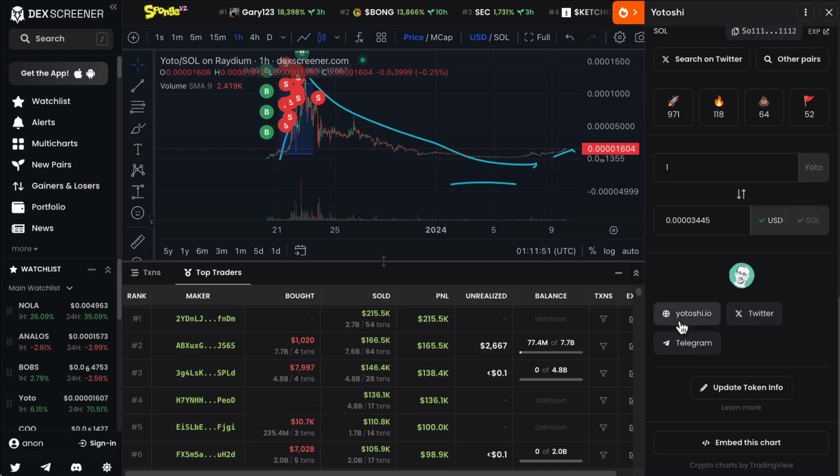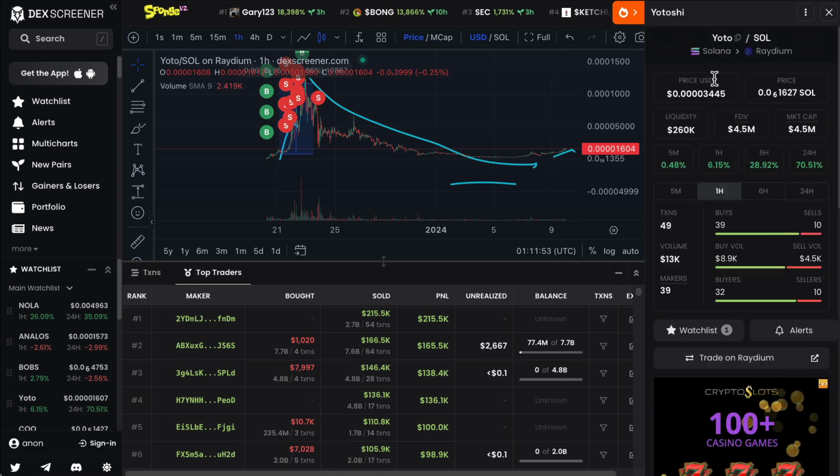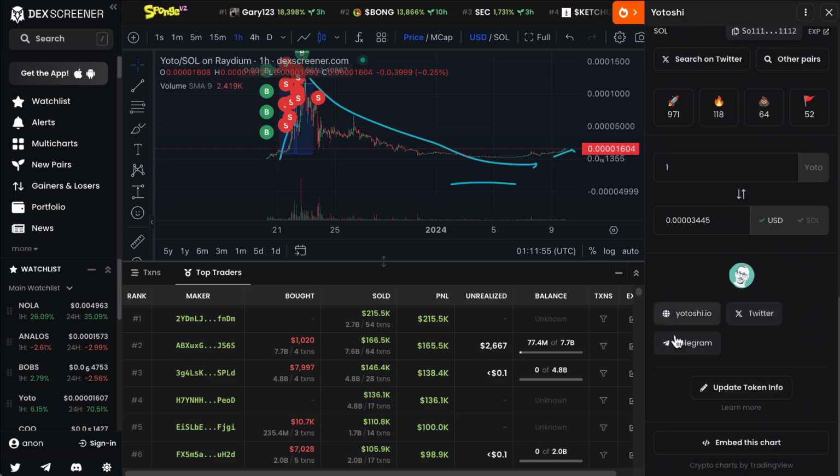But also you can see some links here. So they're not always at the top. Sometimes you'll get them down here as well.